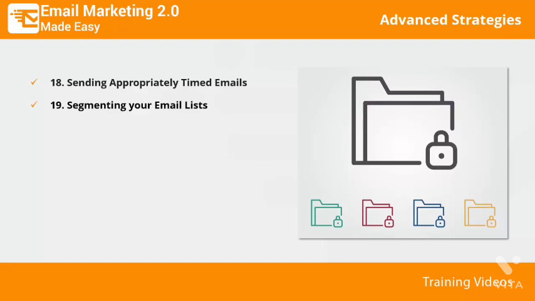19. Segmenting your email lists. Segment your email lists in accordance to what you are emailing to each one of your recipients. This will make sure that your emails get delivered all the time. You can segment your lists by life cycle, interests, and other factors.